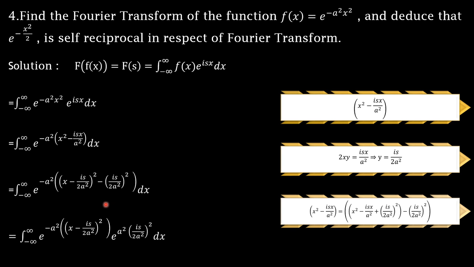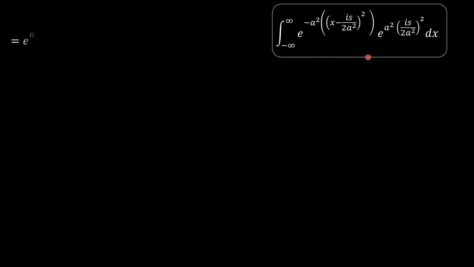Just splitting the terms over here, so that the integrand is of the form e to the power minus a square into (x minus is by 2a square) whole square into e to the power a square into (is by 2a square) whole square, since minus into minus is plus over here. Just observe the term over here, students. E to the power a square into (is by 2a square) whole square is independent of x, so I can take it outside the integral.